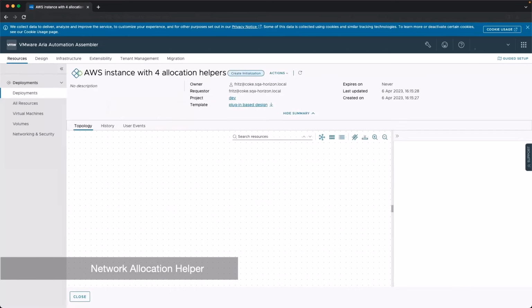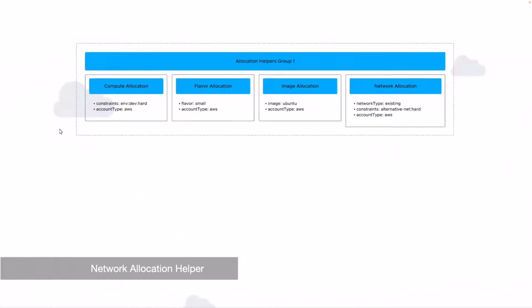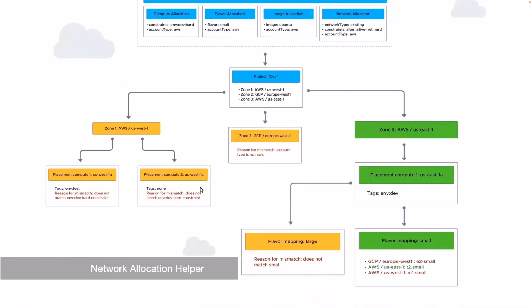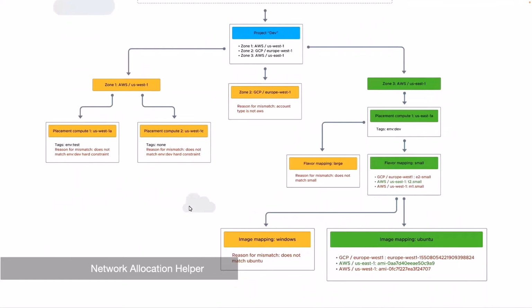And while we are waiting, I can show you the allocation flow for this particular deployment. It will be quite similar to the previous one, just with network allocation added in the picture. Again, our helpers are grouped together because the instance depends on all of them directly. And the only new thing here is our network allocation helper, which has the network type and constraints properties we defined in the template, and the account type inferred from the fact that the dependent resource is an AWS resource. Then we have the project, zones, computes, flavor mappings, and image mappings, same as in the previous diagram.